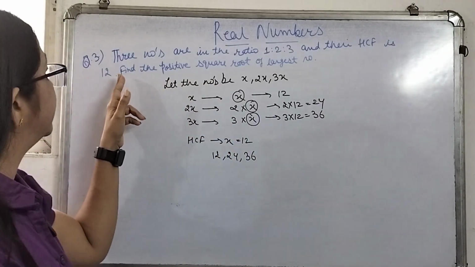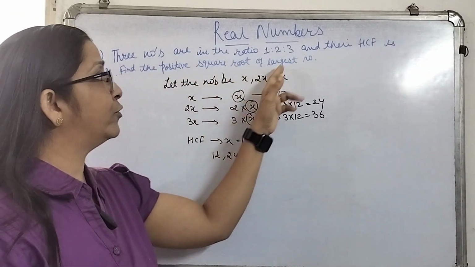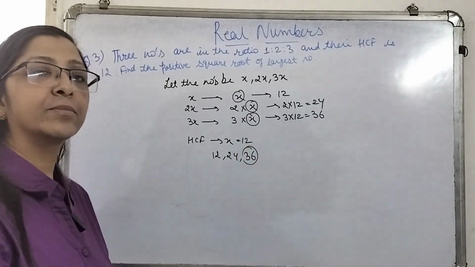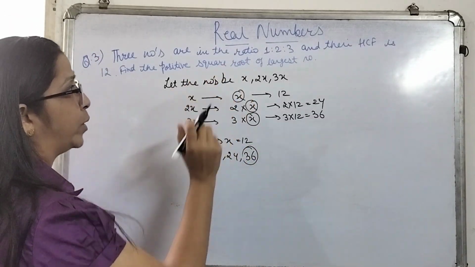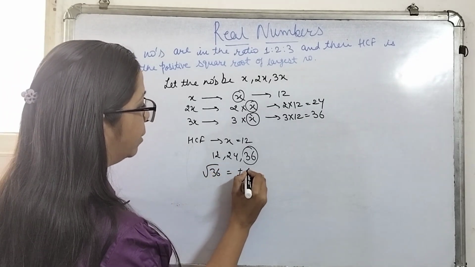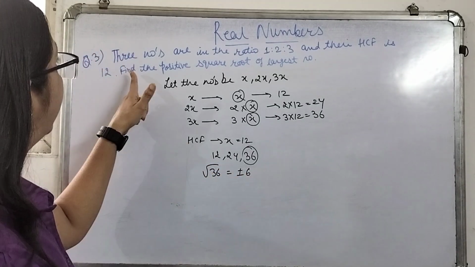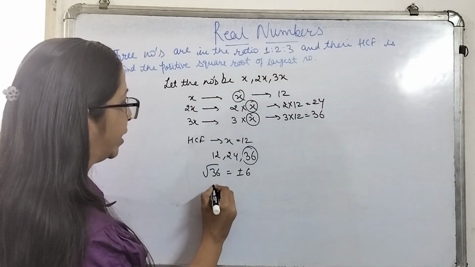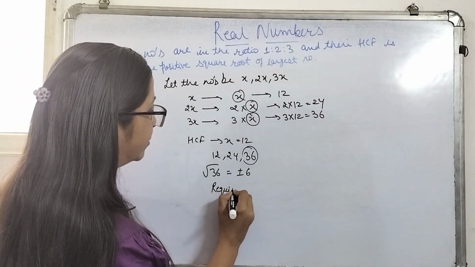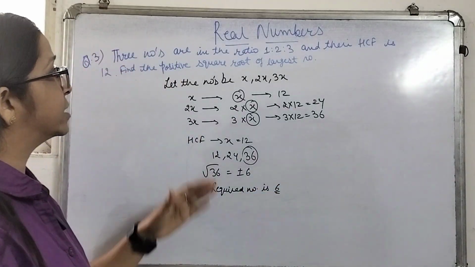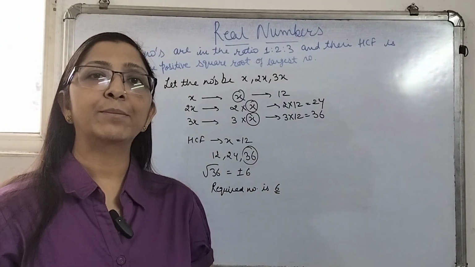Now the second part is to find the positive square root of the largest number. Out of these three, the largest number is 36 and we have to find the square root of it. The square root of 36 we know as plus minus 6, but we have to take only the positive square root of the largest number. That means the required number is positive 6. Required number is 6 only. So this is how we can solve these types of questions.